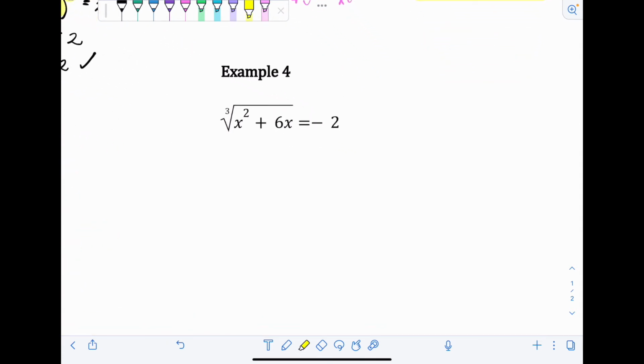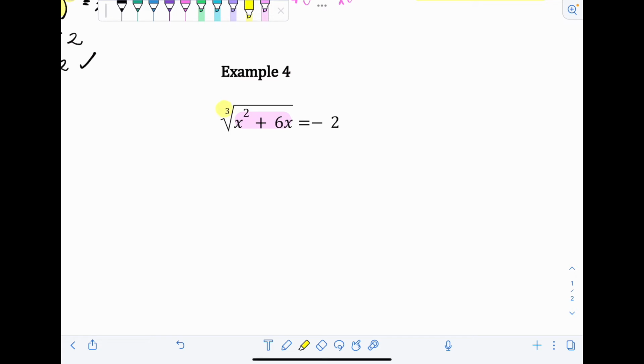Okay, so example 4. This is a really good point where, if you're comfortable, pause the video, test it on your own, and see if we get to the same answer at the end. If not, just watch it as another regular example. So the cubed root of x squared plus 6x equals negative 2. So this time I have a radical that's isolated, but it's a cubed root.